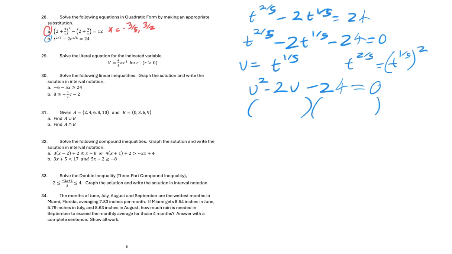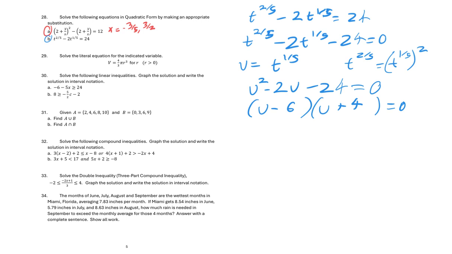So we have to think about what two numbers multiply to give us negative 24 and add up to give us negative 2. Let's look at what two numbers can multiply to give us 24. We've got 12 and 2, 24 and 1. Both of those don't seem very viable. 6 and 4 seem pretty good. So we're going to do u minus 6 and u plus 4, because since this value right here is negative, we want our larger one to be the u minus, right?